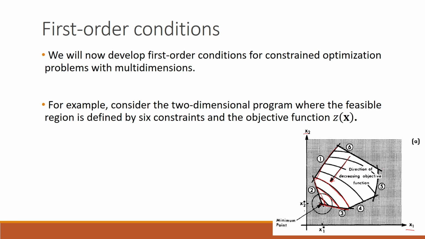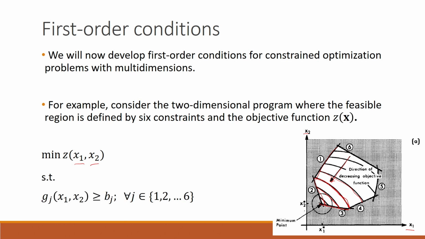So we have talked about these kind of contours before also. What it means is that the objective function value has the same value at all of the points on this line, the same objective function value at all the points on this line, and so on. So we can write down this optimization problem as: minimize z, which is varying with x1 and x2, such that gj(x1, x2) is greater than or equal to bj for all of these 6 constraints that we have.